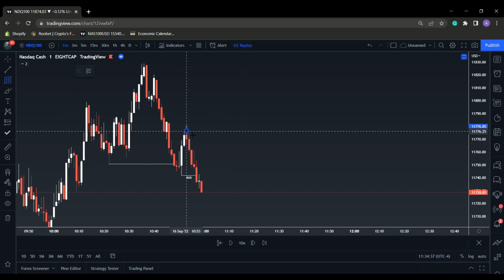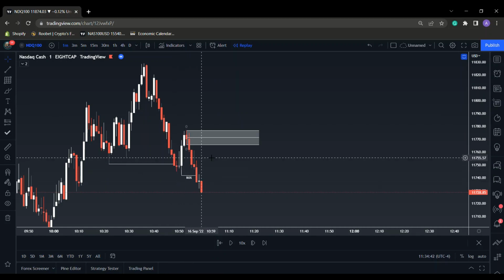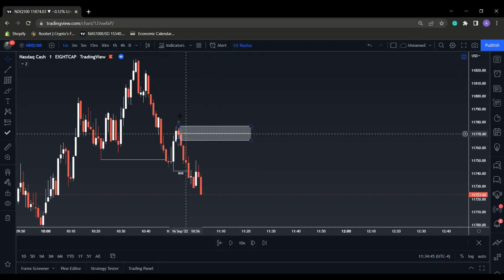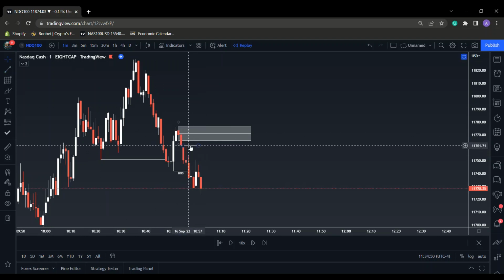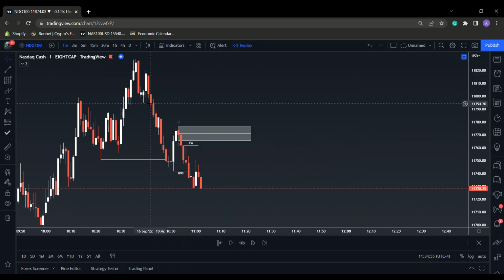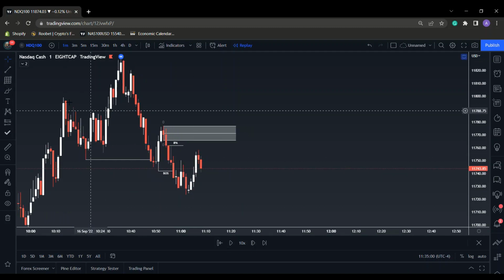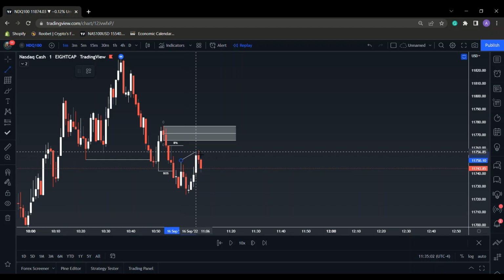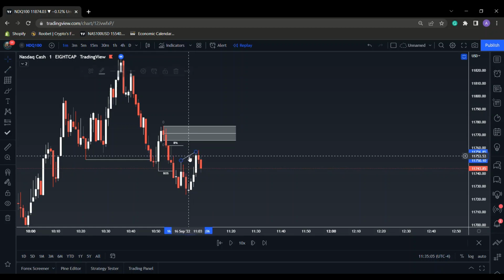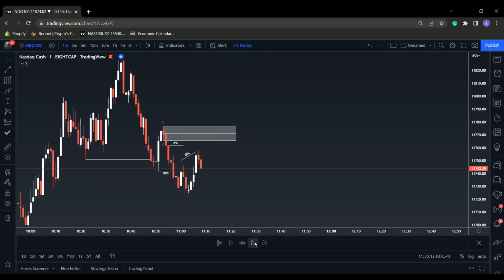We're going to look for the last unmitigated supply zone that did indeed break this lower low. So we also had imbalance right here, so we'll mark this up as imbalance, right? Replay it. So now we also had a little bit of this liquidity, this buy side liquidity sitting right here underneath the supply zone alongside the imbalance, okay?